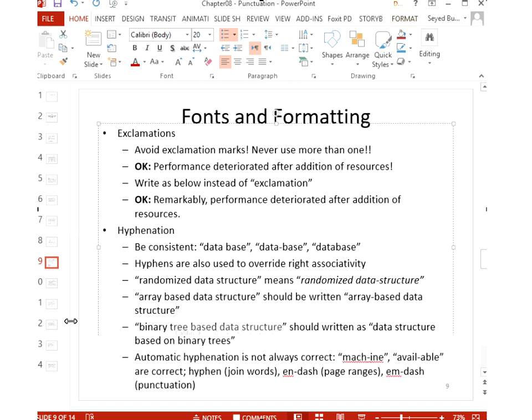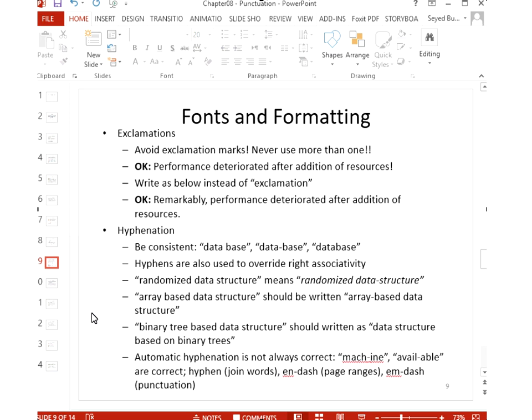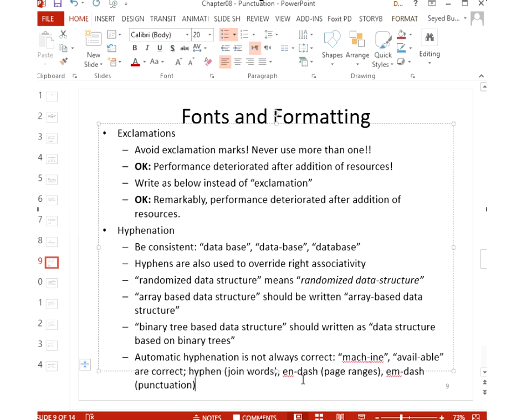But at the same time, there are cases where you will find the hyphen added by the software is not right. And you can use a hyphen to join words. You can use range numbers like from 120 to 130 page number, which is using an en dash, and you also have punctuation, which is an em dash.